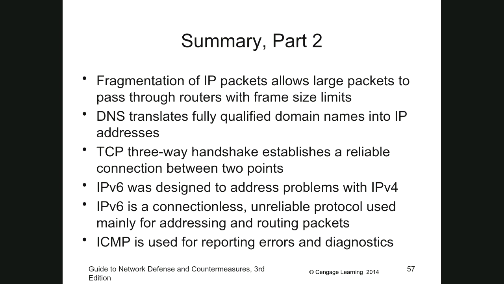Fragmentation of IP packets, internet protocol packets, allows large packets to pass through routers with frame size limits, but it's also overall a way to efficiently move data around the internet. Three-way handshakes establish the connection between two points so that the data can be carried from one to the other with as much security as possible. IPv6 has integrated design features to compensate for the problems that weren't identifiable in the development of IPv4. IP is a connectionless, unreliable protocol used mainly for addressing and routing packets. However, it has an increased capability to integrate security measures for the packets that it's associated with.